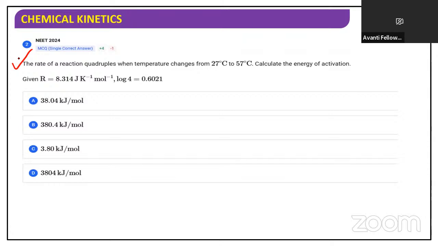This is also very important. The rate of a reaction becomes quadruple when the temperature changes from 27 degrees Celsius to 57 degrees Celsius. Calculate the energy of activation. So just calculate, beta, everyone. The rate of reaction becomes quadruple. What do you mean by quadruple? When the temperature changes from this to this, you need to calculate the value.